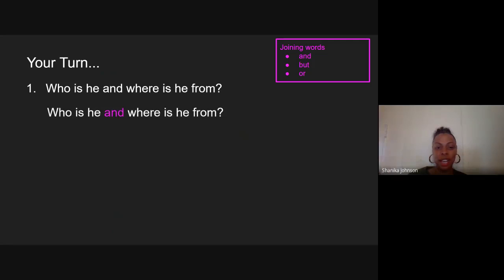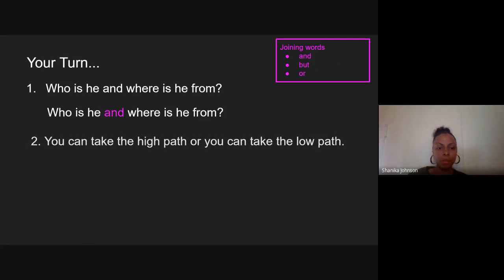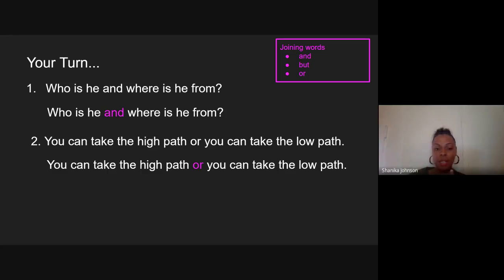Good. I hope I heard you say and. Very good. The word and is in our sentence and it is also in our word box. Number 2, you can take the high path or you can take the low path. I'll give you 3 seconds. Think about that joining word. Good. I hope you said or. Very good. You can take the high path or you can take the low path. That's giving that choice, right? Or you could take the high path or you could take the low path.